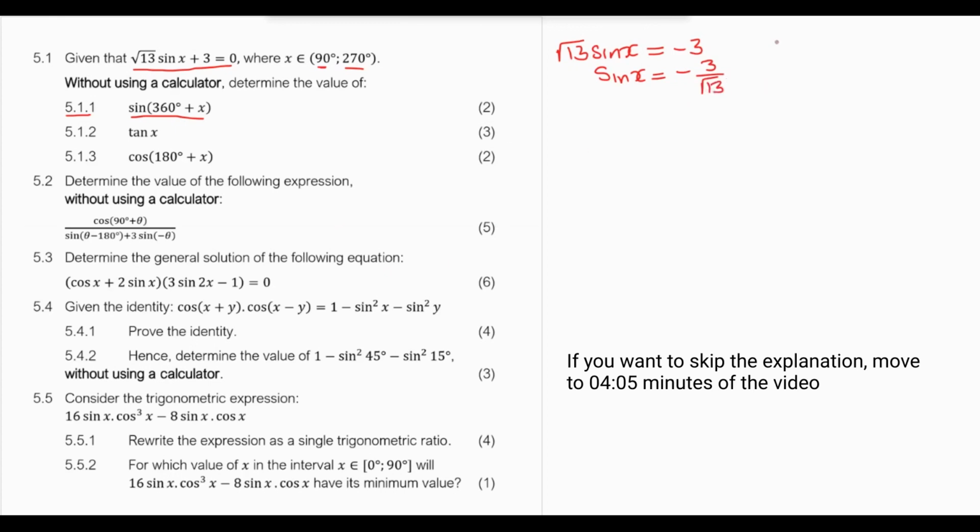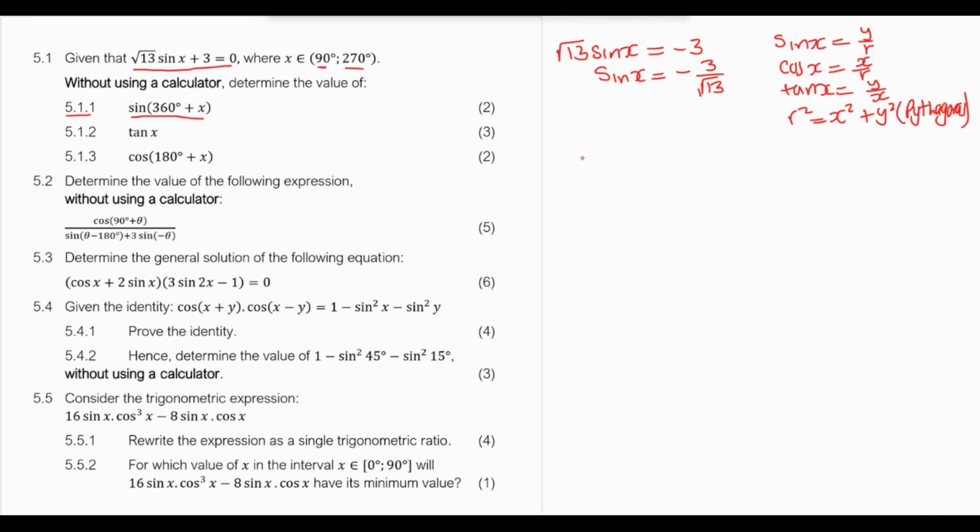I want you to remember that sine x in terms of x, y, and r, sine x is equal to y over r. Cos x is equal to x over r. And then tan x is equal to y over x. And remember that r squared is equal to x squared plus y squared. That's from the Pythagoras theorem. So now we have sine x is equal to -3 over square root of 13.